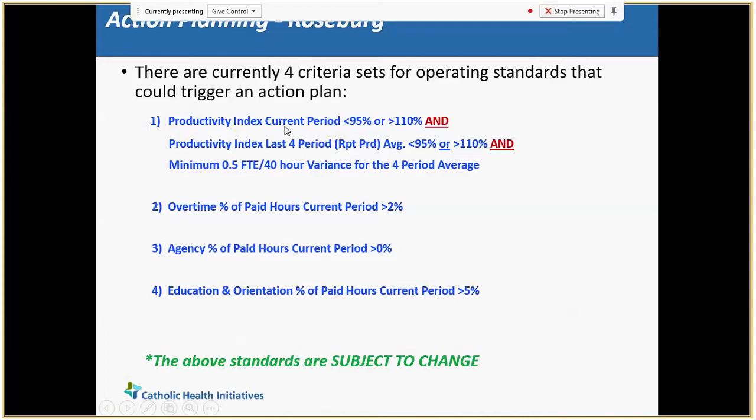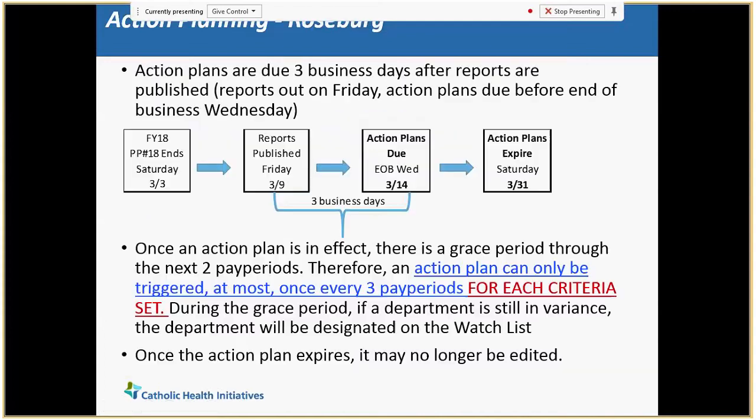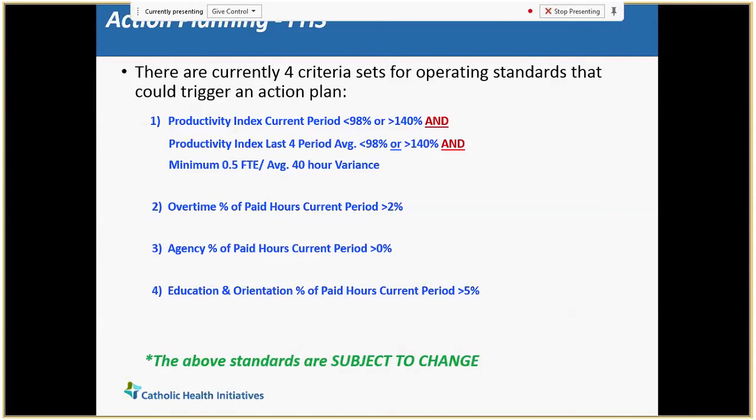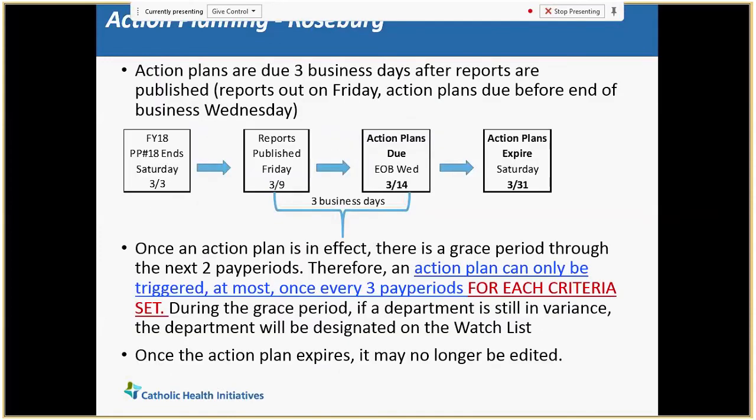Any questions about your action plan criteria? Remember, those are listed on your cheat sheet, and this is kind of the timeline for this.